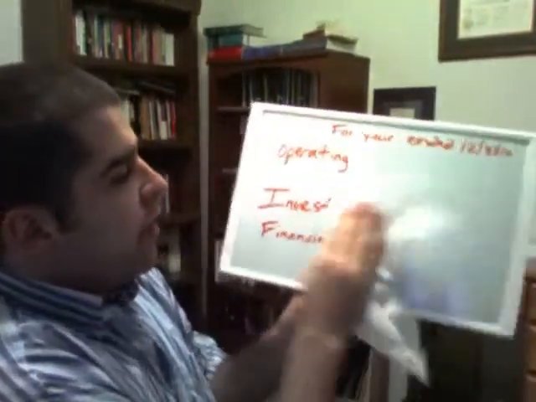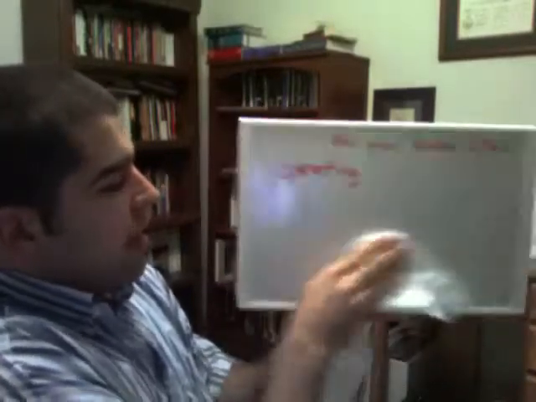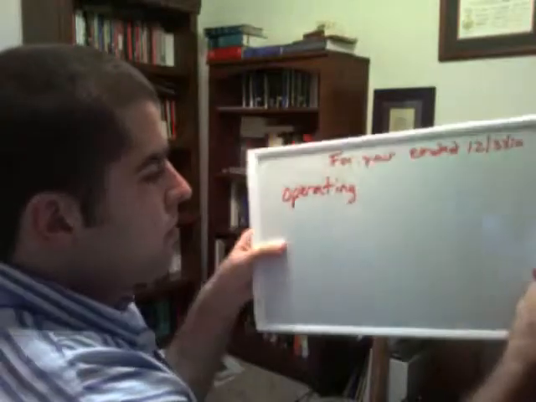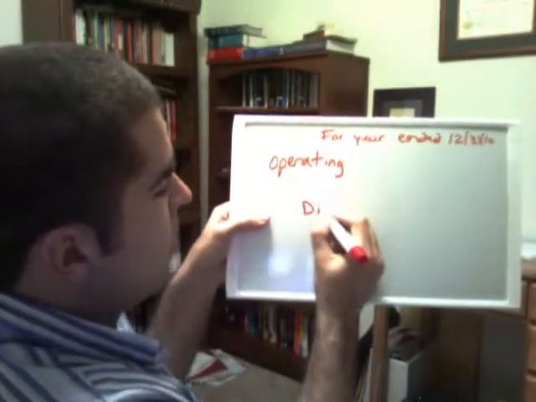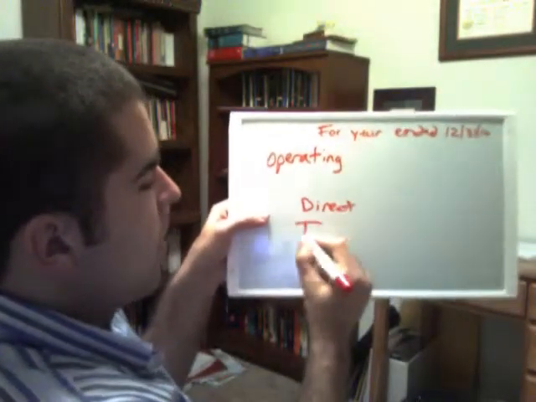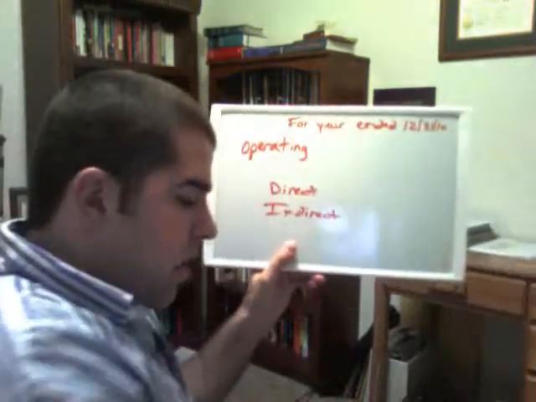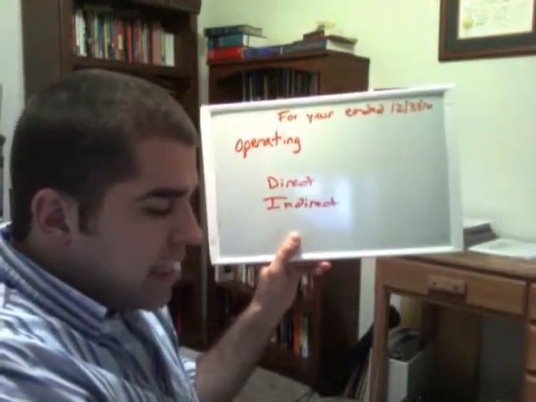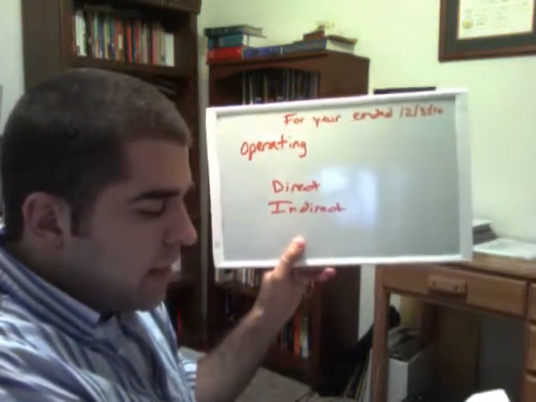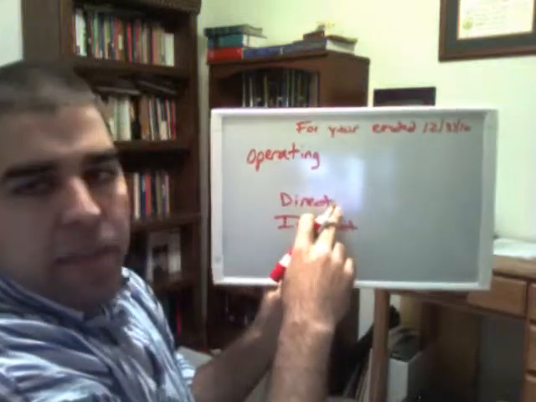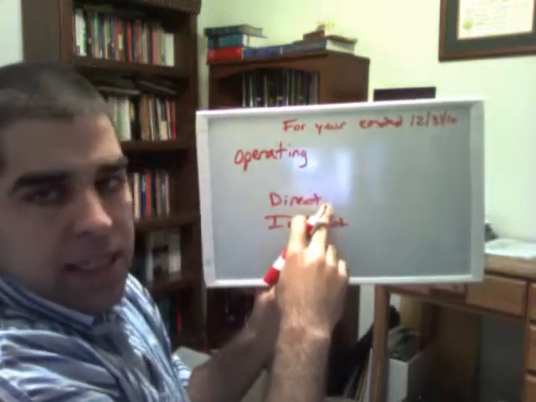Now, there is going to be a difference between the operating section, and we have two different methods that we're going to talk about: the direct method and the indirect. Okay, and now there's a chart on page 506 that looks at the direct and indirect method. First, let's talk about the direct. This is going to be kind of the easiest one to conceptualize here.